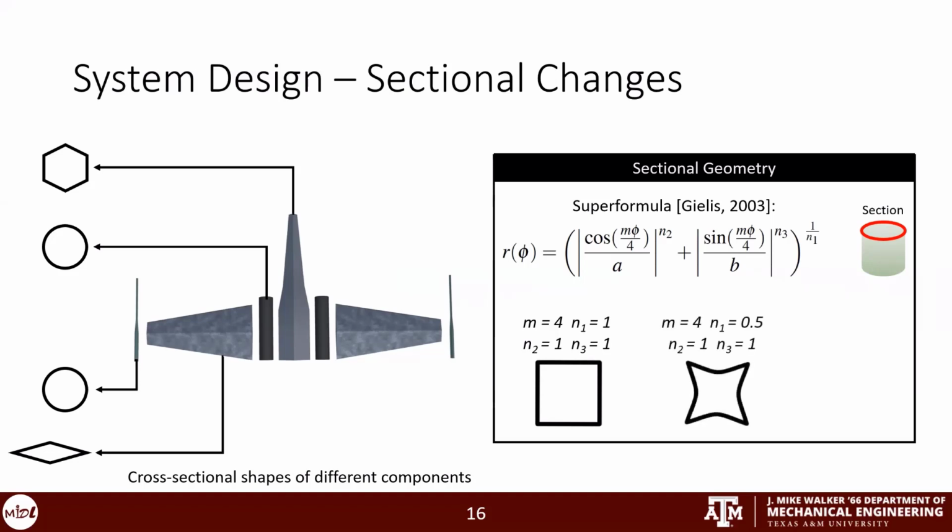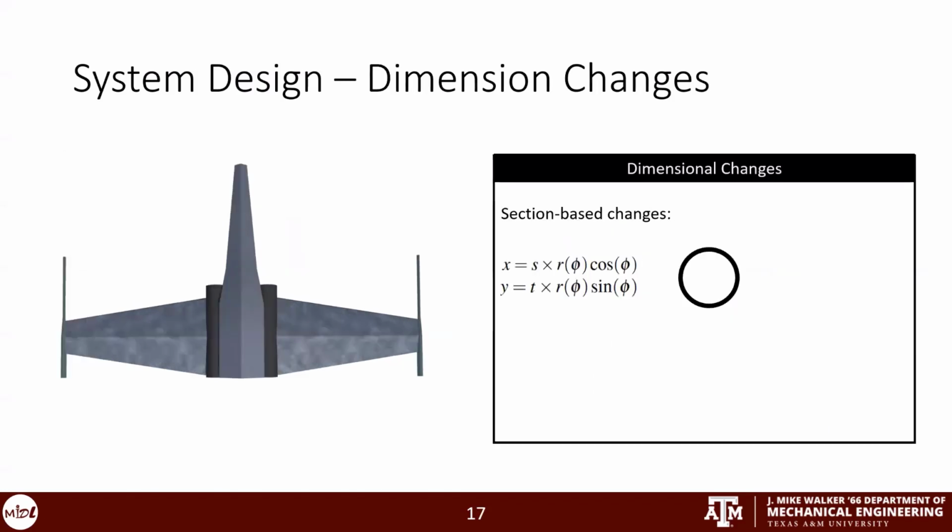Now, by reducing the value of n1 to 0.5, we can get a 4-pointed star. We therefore map the shapes and their descriptions to their respective variables. In addition to this, we also allow smoothing of cross-sectional shapes by using the Laplacian smoothing technique. Moving on, we have two main types of dimensional changes.